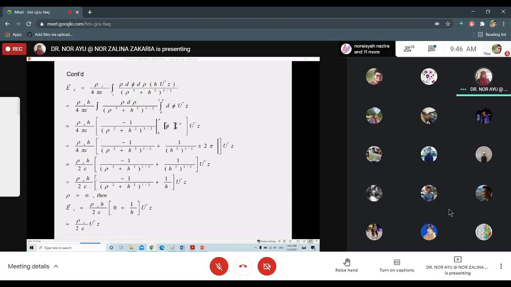This is the last one. So let's say the value of rho dia tak bagi tadi, we just put as rho. So let's say the rho is infinity. So when you substitute the infinity at this, this part will be 0 and we will be left only with 1/h. Okay, so you have this one. Alright, and then you can cancel out this, H dengan H cancel out, and you will be left only with rho S over 2 epsilon in the direction of aZ. Okay, and the unit is volt per meter.